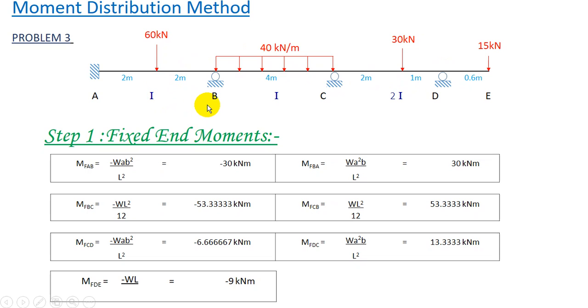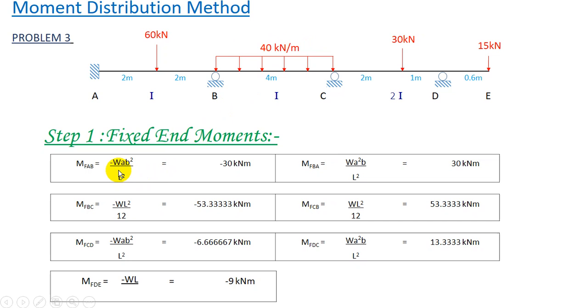Now step 1 is finding fixed end moments. If you have referred to my previous tutorials, even of Kani's method, I've shown there how to find fixed end moments, and basically I've just shown all the formulas that are required for finding fixed end moments. You can memorize them or write them anywhere. And here we require only two types of formulas basically: one is for a point load and another is for a UDL. So let us start with fixed end moments.